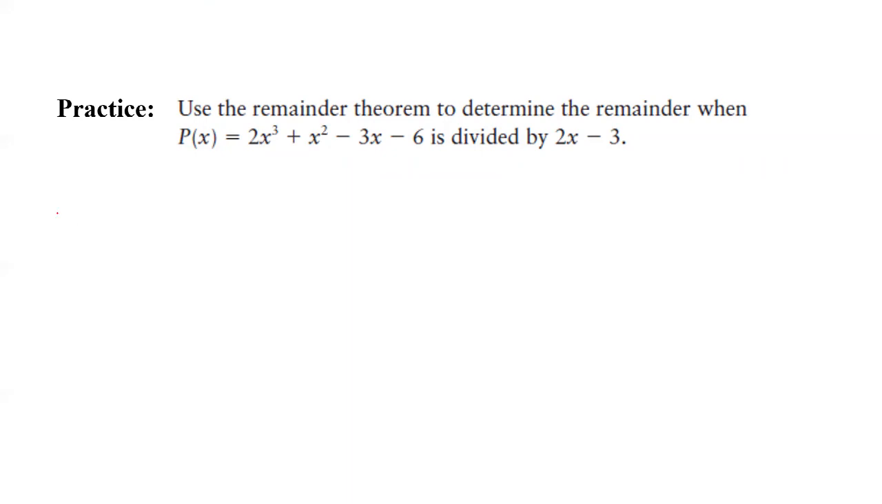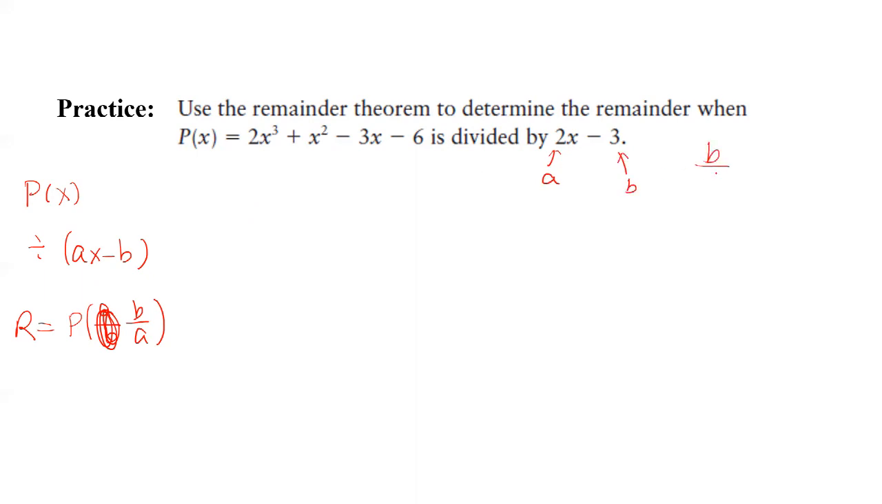All right, have you finished? So according to the remainder theorem, if p(x) is divided by a polynomial ax minus b, the remainder must be p(b over a), right? So apparently this is our a and this is our b, right? So b over a is 3 over 2, right? So the remainder must be p(3 over 2).